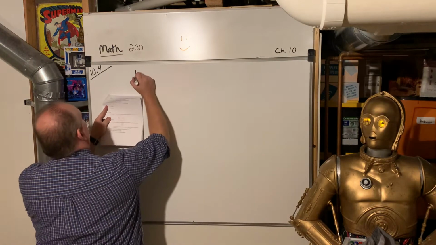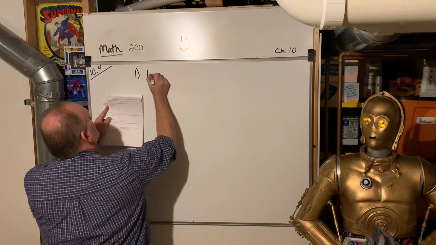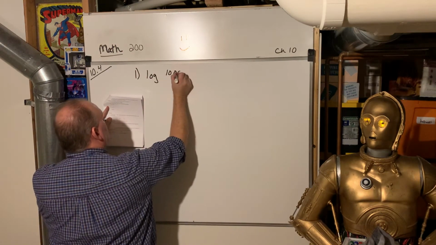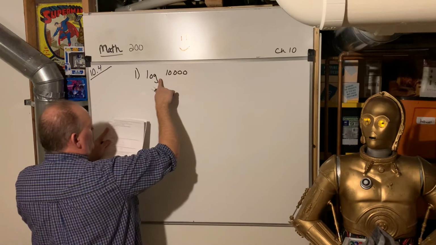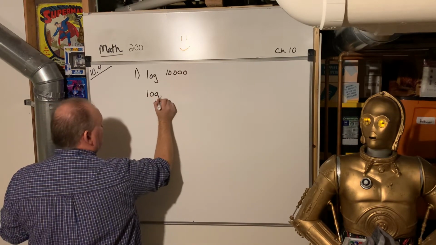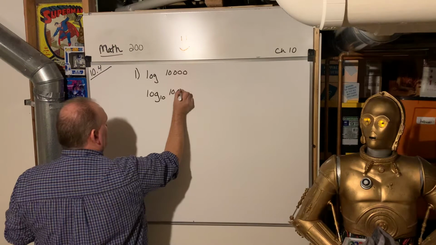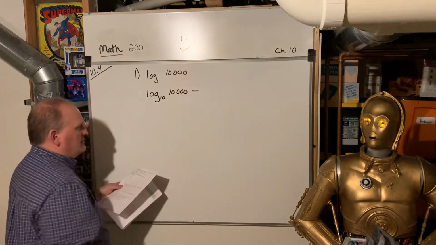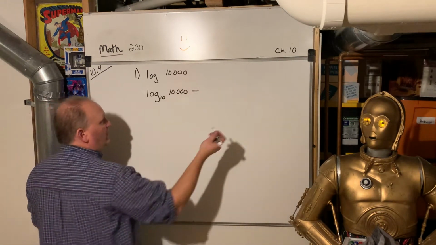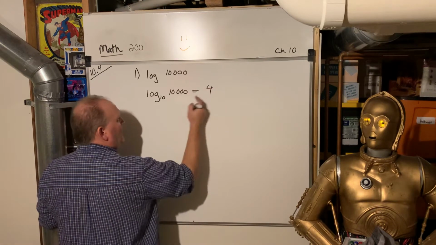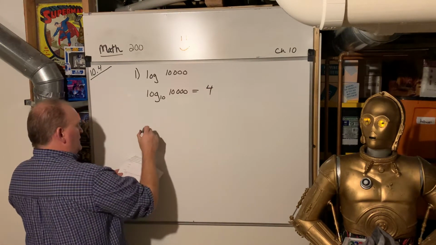So let's look at this. Put this in your calculator, the log of 10,000. They're being lazy. They're not writing what it actually is. It's log base 10 of 10,000. That's what's going on there. And so that ends up to be just 4. 10 to the 4th power is 10,000.